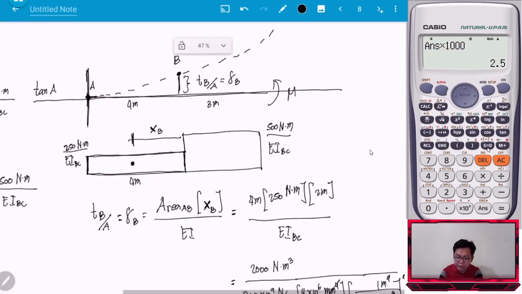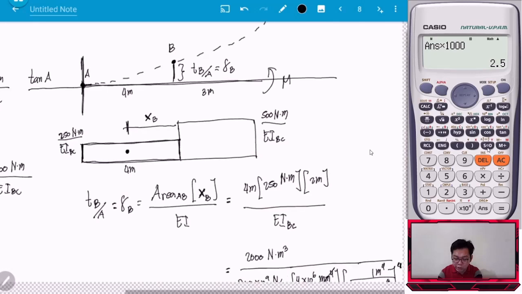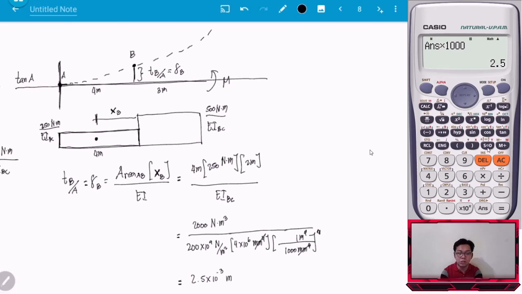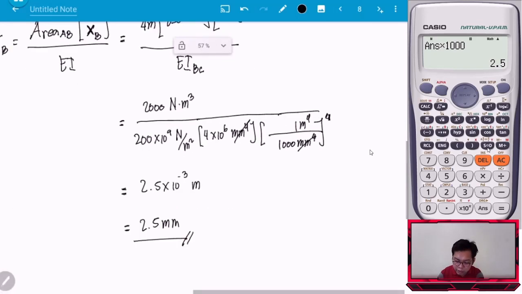Now, let's try to solve for the deflection at C. I think okay na tayo dito sa B. By the way guys, tama yung mga sagot natin kasi meron tayong solution manual dito. Check ko kung tama ba yung sagot. Okay, tama yan, 2.5 mm. Now let's move on, let's proceed sa deflection sa C. So burahin ko muna to.